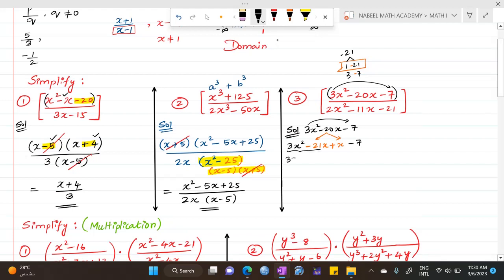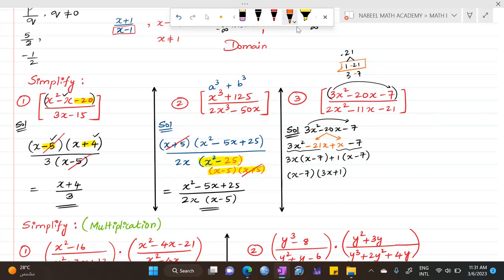So it is 3x. So you will get x minus 7 plus 1 as a common factor in the second two terms. So you will have x minus 7. So x minus 7 is a common factor, and the other factor is 3x plus 1. So this is the first term in the numerator.